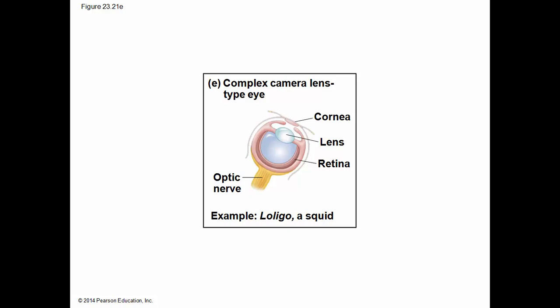So the squid eye, it's like the vertebrate eye, but it evolved entirely independently. The squid Loligo has a complex eye with features, cornea, lens, and retina, similar to those of vertebrate eyes. However, the squid eye evolved independently from vertebrate eyes.